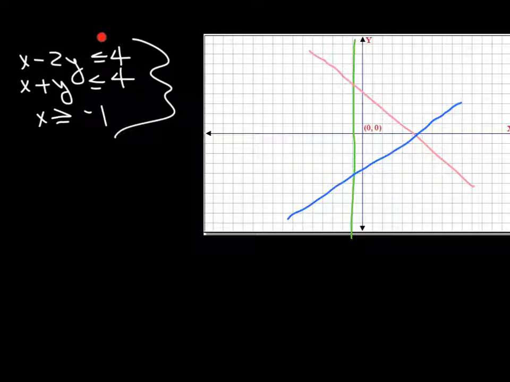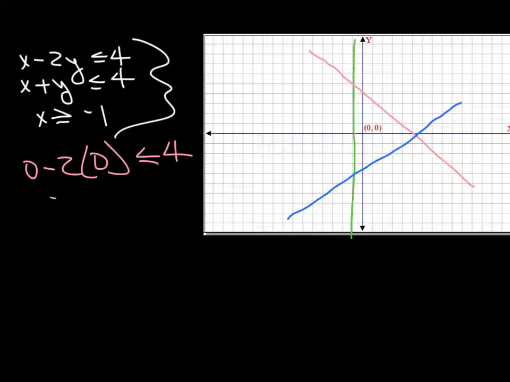So let's go ahead and plug a number in to see whether above the blue line or below the blue line gets shaded. I always like to pick 0, 0 because it's the easiest one to work with. So let's put 0 in and determine if 0 minus 0, which is 0, is less than or equal to 4. Is that a true statement? Yes, it is. So therefore, everything above the blue line gets shaded.